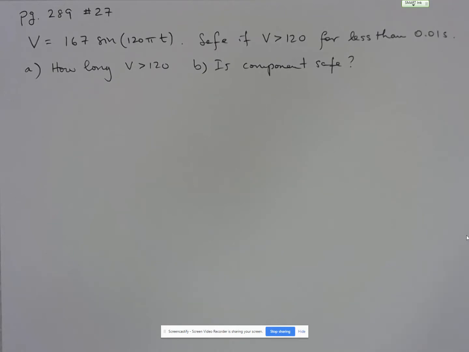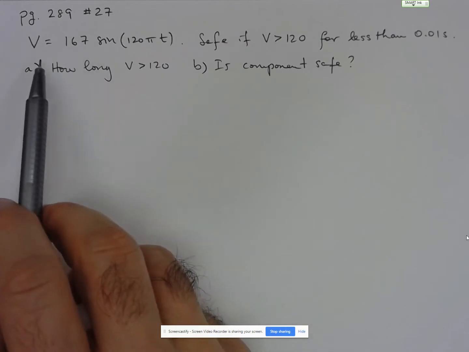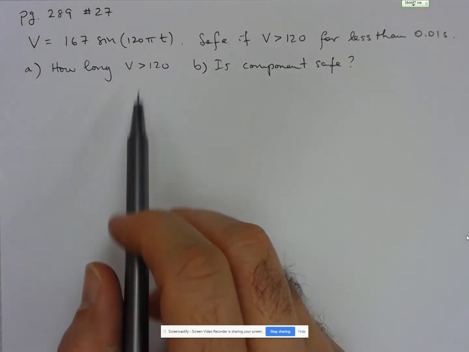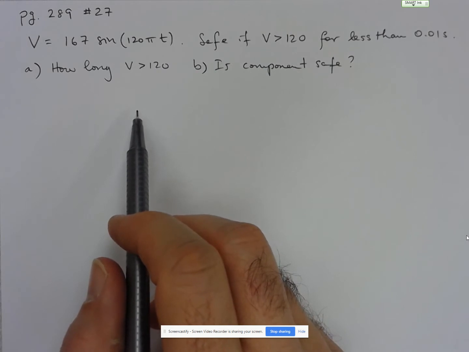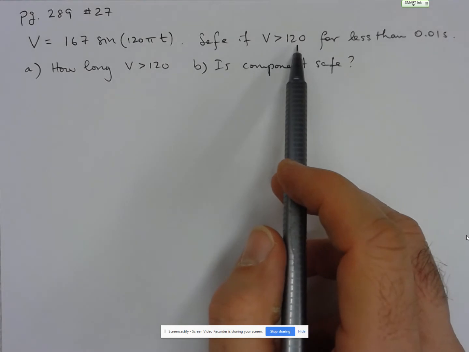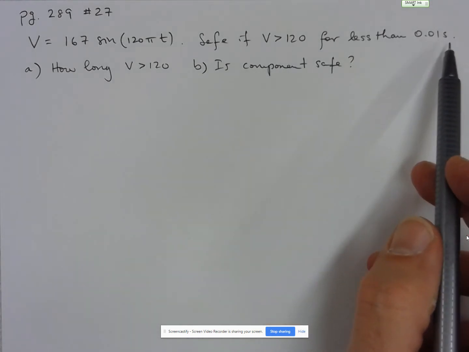Hi, folks. We're going to take a look at number 27 on page 289. Here we have the equation that gives the voltage that's applied to a circuit with respect to time. And they tell us that a particular component is safe to use if the voltage is over 120 volts for less than 0.01 seconds. All right.